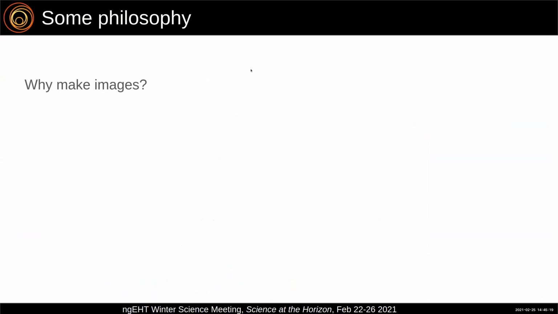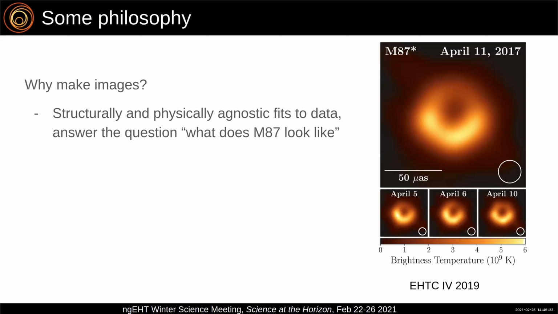So to begin with, a bit of philosophy. Why do we make images? We make images to answer non-parametric questions like, what does M87 look like? We try to make minimal assumptions about the data and essentially only have priors on things like smoothness, broadly construed in various ways, all these different regularizers. But ultimately, we think that this is a decent representation of what's actually hitting our telescope.